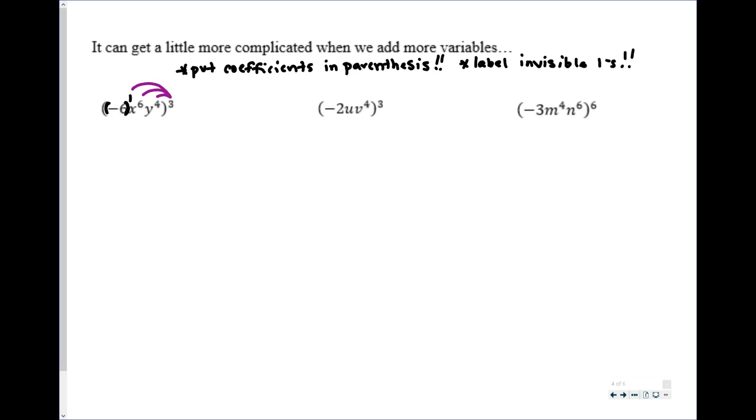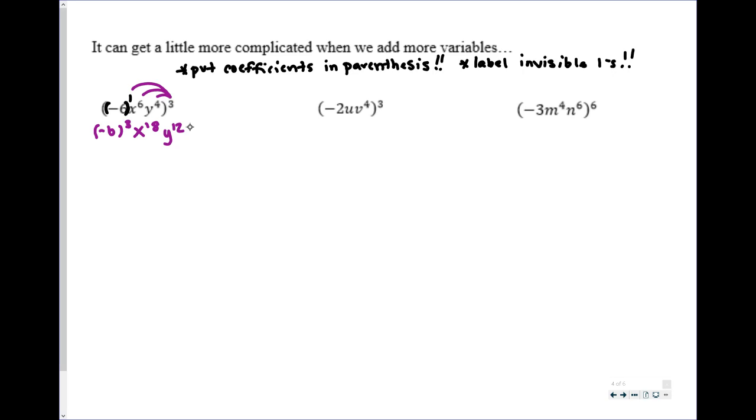So what I end up getting is I'm going to keep the -6 in parentheses, and then what is 1 times 3? 3. Keep my x. What is 6 times 3? 18. What is 4 times 3? 12. So do you see how I've created new exponents with my rule of multiplying?